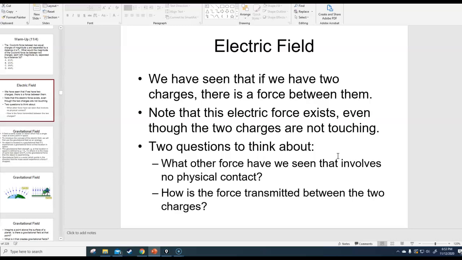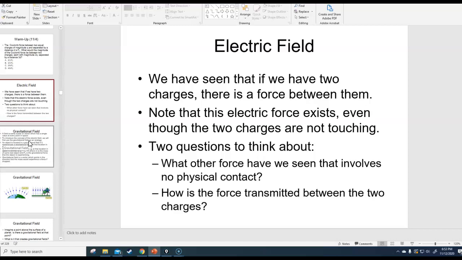Now, the other force we've seen that has a similar type of property is the gravitational force. Going back to the time of Newton, there was this question being asked: how are these forces being transmitted, whether they're electrical forces or magnetic forces or even gravitational forces, with no physical contact? One of the ideas that came about is the concept of the field. If we make the analogy to the gravitational field and then come back to the electric field, hopefully it will make more sense.